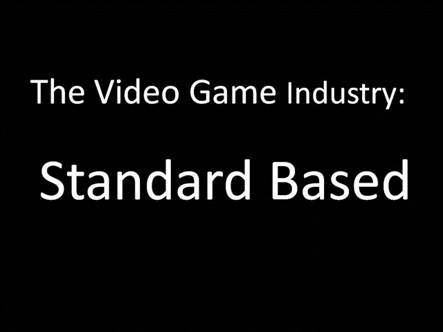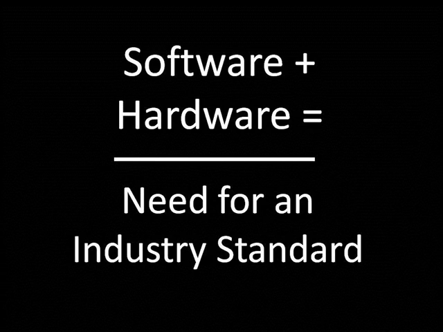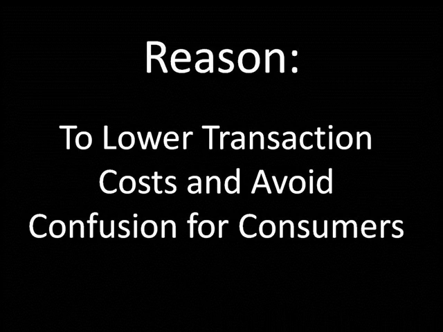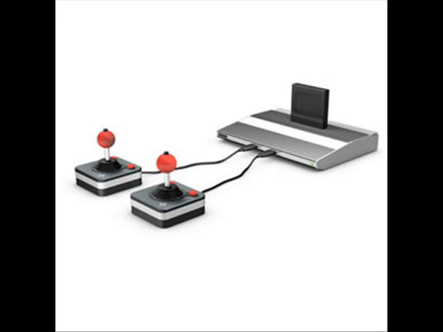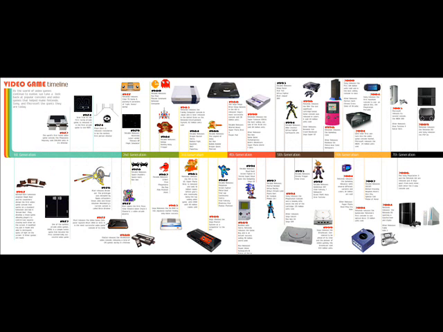The home video game market is an important example of a standard-based industry because customers purchase or rent software to use with their console. The need to interface between software and hardware in this industry thus creates a need for an industry standard to lower transaction costs and avoid confusion for consumers. Since the first emergence of a dominant design based on a cartridge system in 1976, there have been at least 6 stages of technological innovations based on video graphics capability.